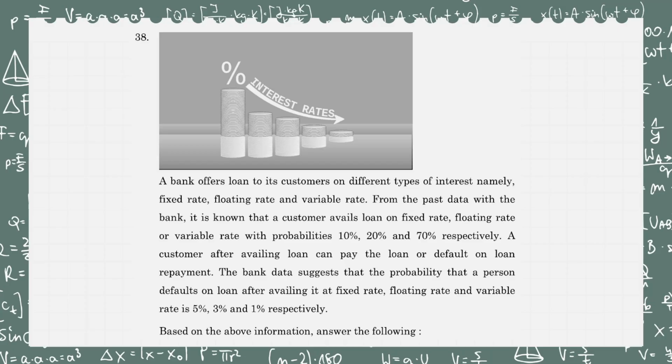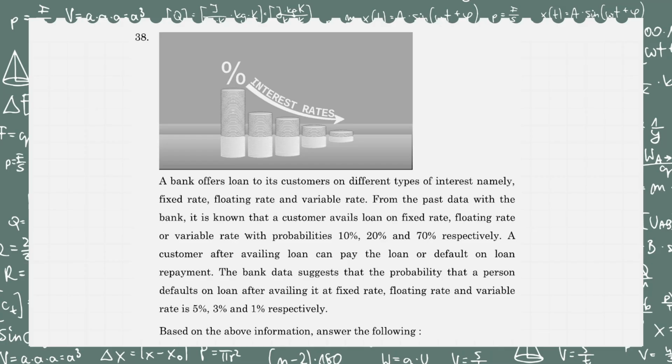Based on the above information, we have to answer the following. So this is probability based sum. So let us try to understand the sum quickly. So there are 3 different modes of taking the rate of interest, which is fixed rate. The name itself suggests you can't change the rate of interest any time after you take the loan until you finish your tenure. And floating rate means it will vary accordingly as the current rate. It may increase or decrease.